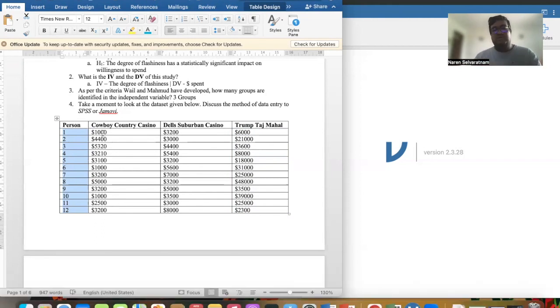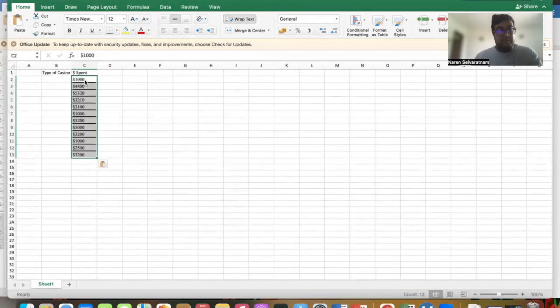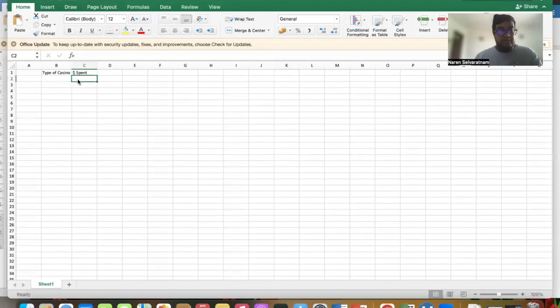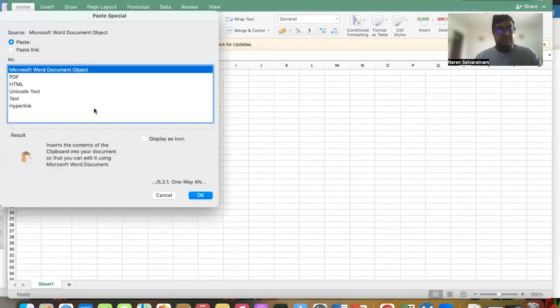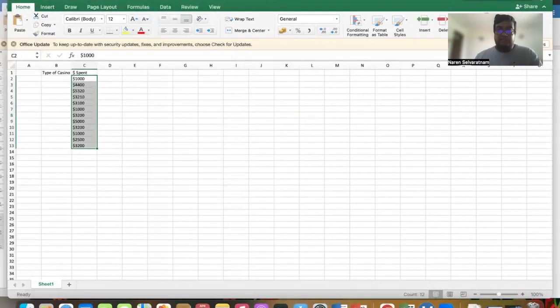I am going to first copy this data to Excel. Now, if you are using a Windows computer, you can go for a paste special and just select values, and then it will take all the dollar signs out because we don't need the dollar sign here. But on my Mac, I don't have that option apparently. I do have the option of a paste special, but I go with text and still the dollar sign appears.